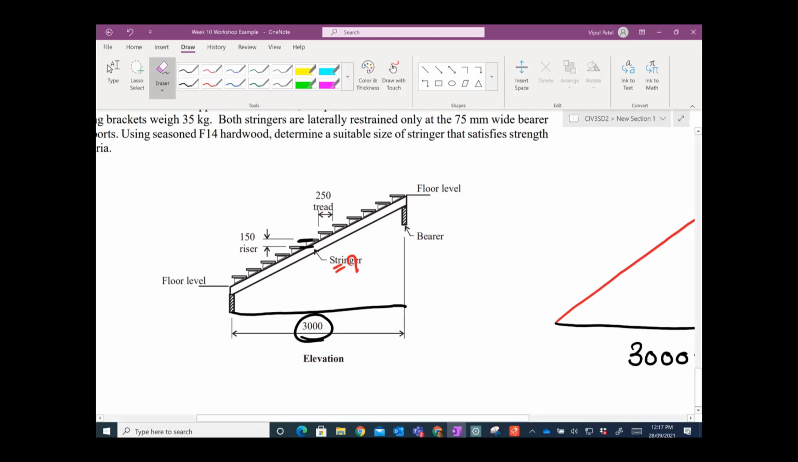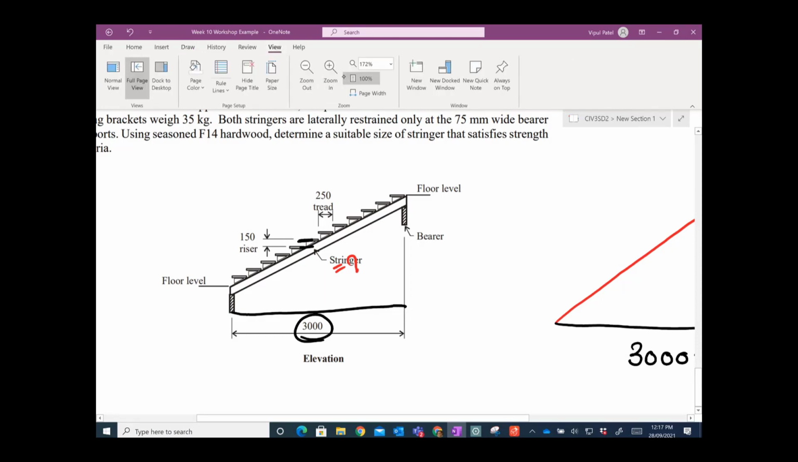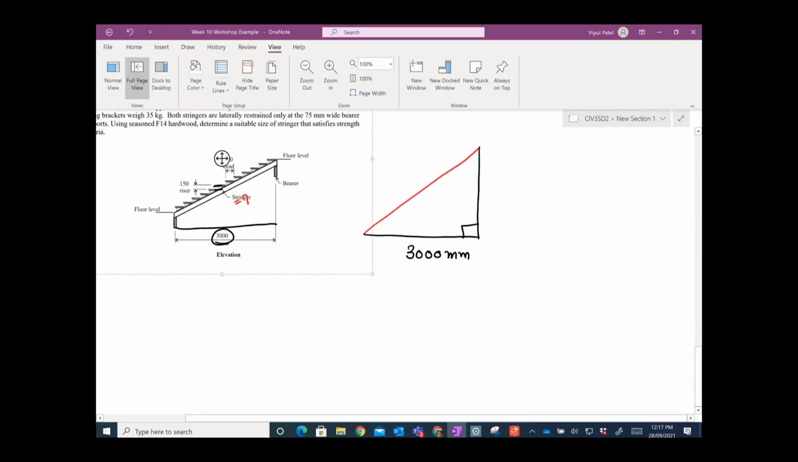Now how many of them are there? That will help us. So you have 1, 2, 3, 4, 5, 6, 7, 8, 9, 10, 11, 12. So you have 12 treads, and each tread is 150 millimeters high. I hope you understand that. So for this height I get 12 times 150, which is 1800 millimeters.